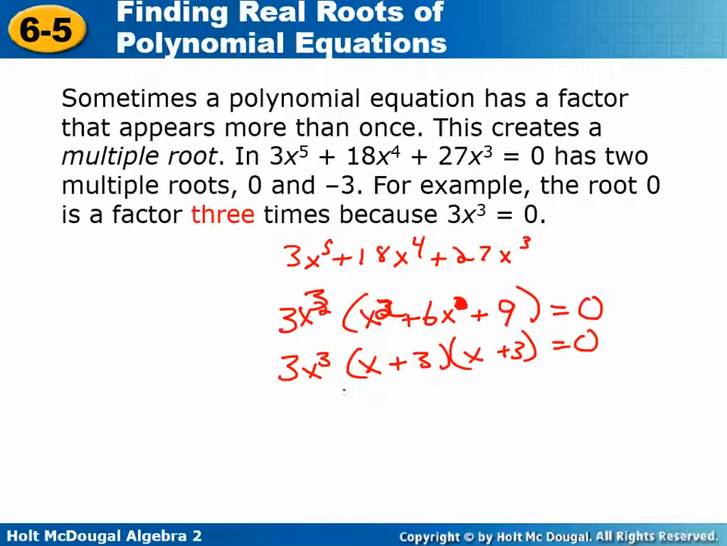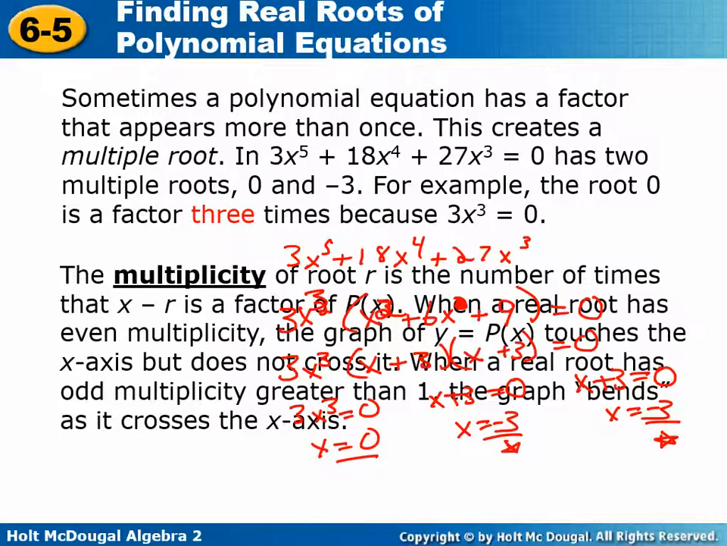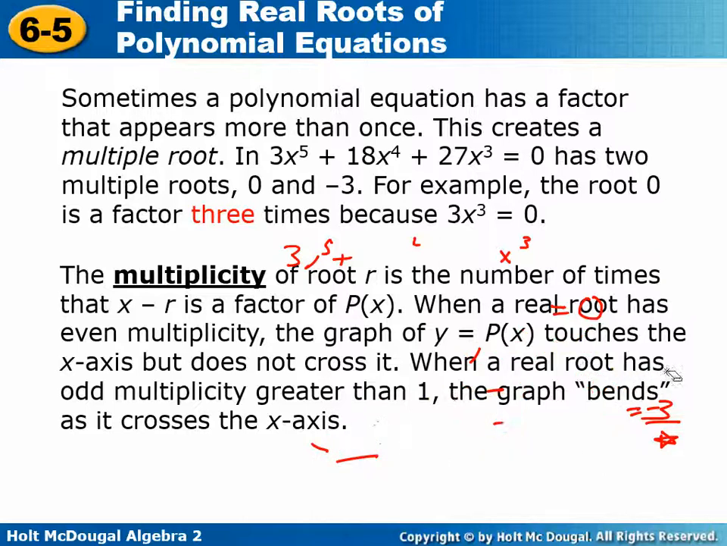So when I set each of these equal to 0, the x plus 3 equals 0 will give me x equals negative 3. This one will give me x equals 0. And then I have the same thing again. There is 3 roots, but these two are both the same thing. That's the multiplicity part. So the multiplicity of root r is the number of times that x minus r is a factor. So we got x plus 3 equals 0 twice, so it has a multiplicity of 2.